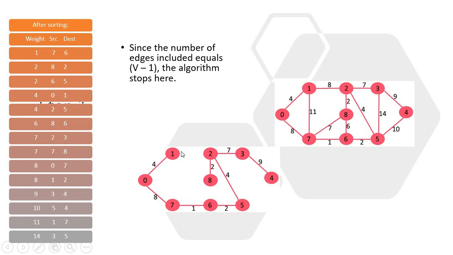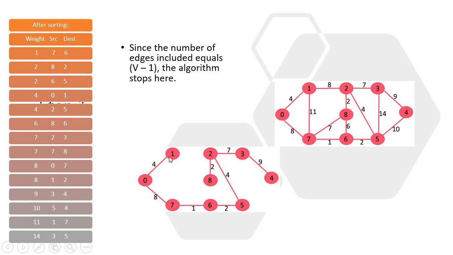Now you can see all the vertices are covered, since the number of edges included in the minimum spanning tree is equal to v minus 1. So we have to stop our algorithm here. If all the vertices are covered, no need to go further, stop the algorithm there itself. So this is our final answer for minimum spanning tree.